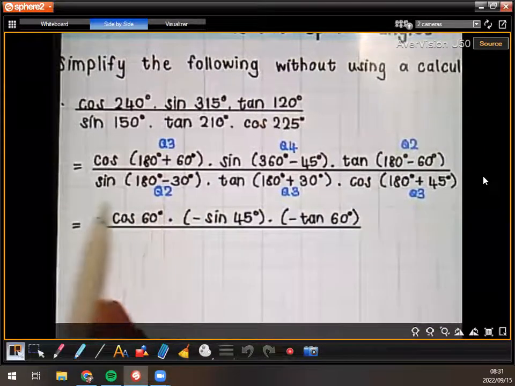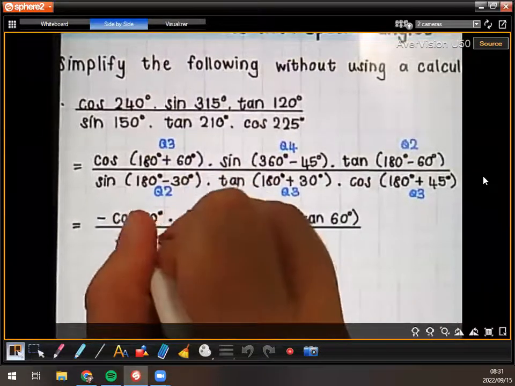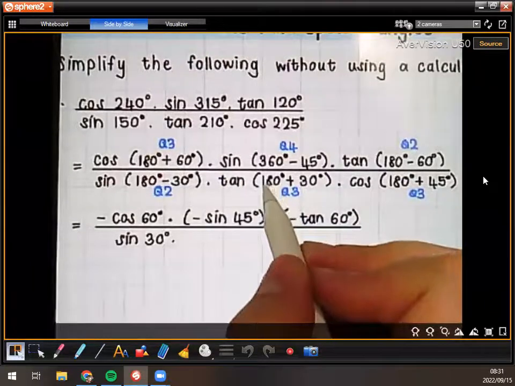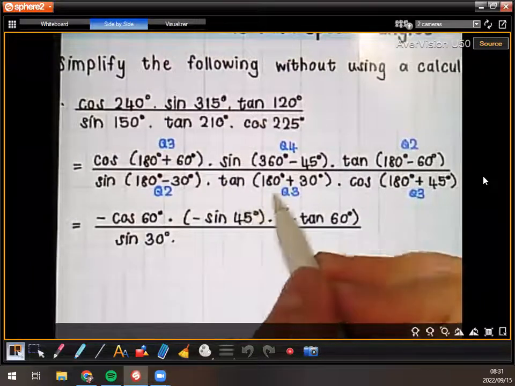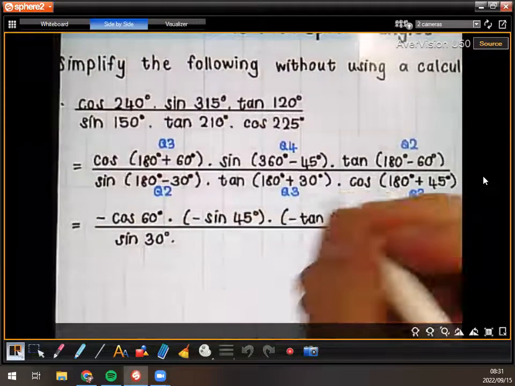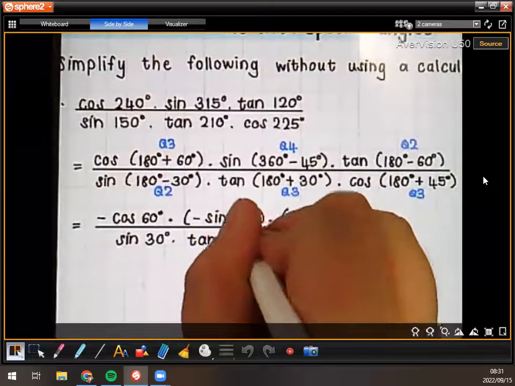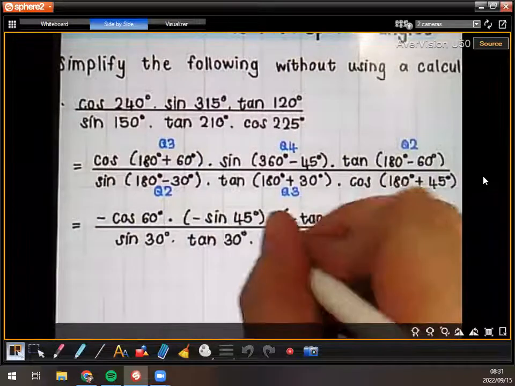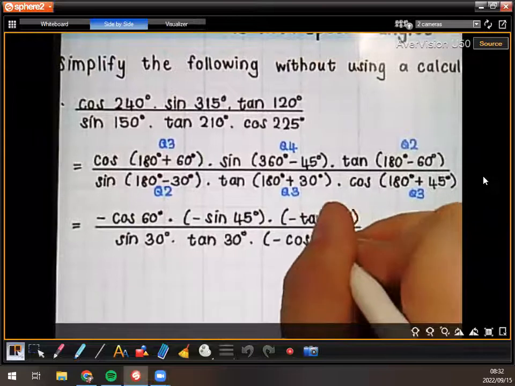Sine in the second quadrant, that one is positive. Okay, so that one is nice. Sine of 30 degrees times tan in quadrant 3. What's that? Positive or negative? Positive, right? Cos, you're using quadrant 3. All right, so that's tan of 30. And then the last one, cos in the third quadrant is negative. So negative cos 45.